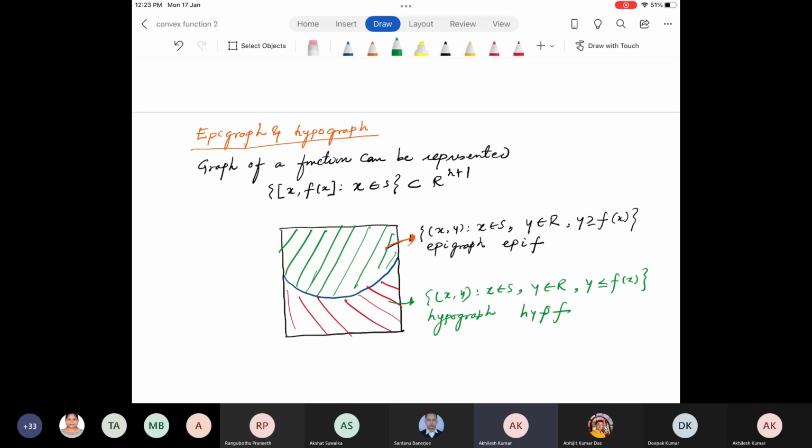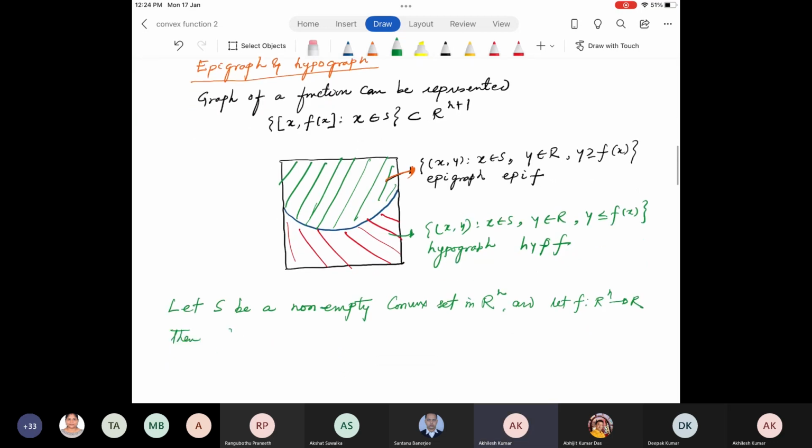Is this clear? Yes, sir. Along with this, we have a very interesting theorem: let S be a non-empty convex set in R^n, and let f be a function from S to R. Then f is convex if and only if epi of f is a convex set. See if it is true or not.